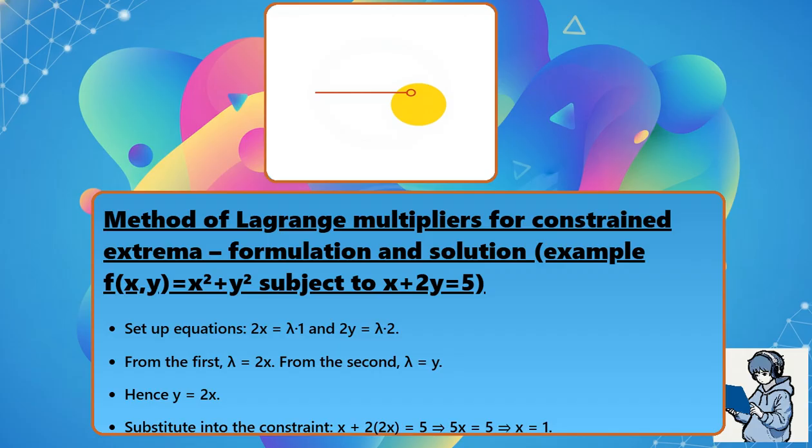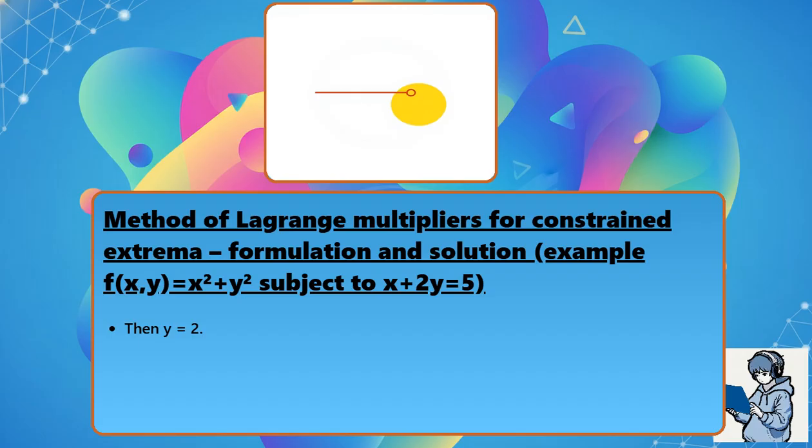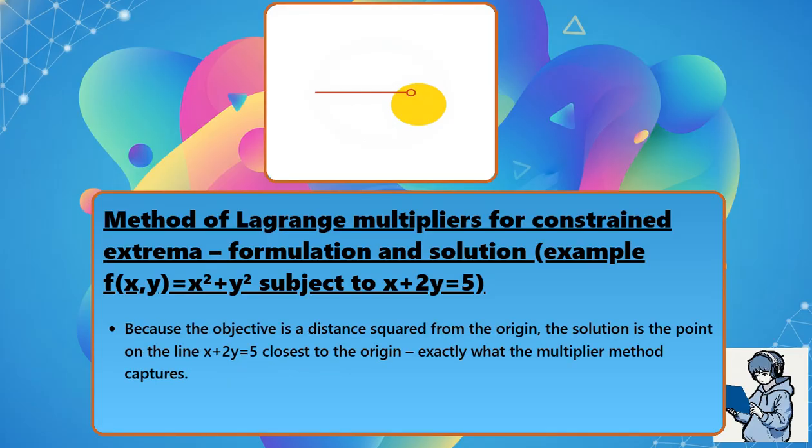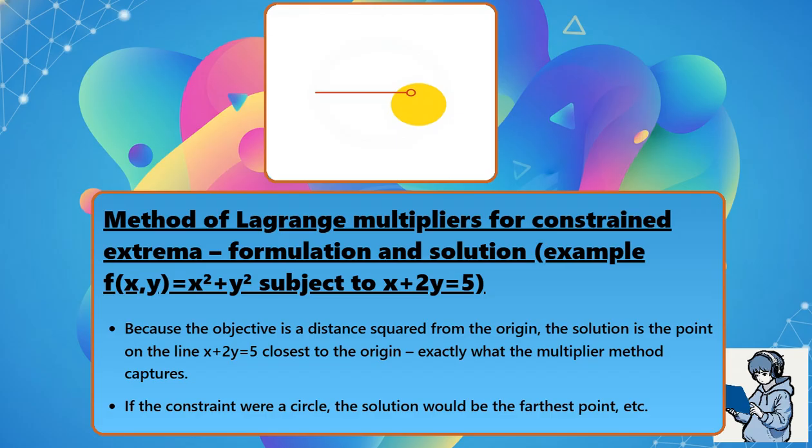x plus 2 times 2x equals 5, which gives 5x equals 5, so x equals 1. Then y equals 2. Evaluate f: f of 1, 2 equals 1 squared plus 2 squared equals 5. Because the objective is a distance squared from the origin, the solution is the point on the line x plus 2y equals 5 closest to the origin, exactly what the multiplier method captures. If the constraint were a circle, the solution would be the farthest point, etc.